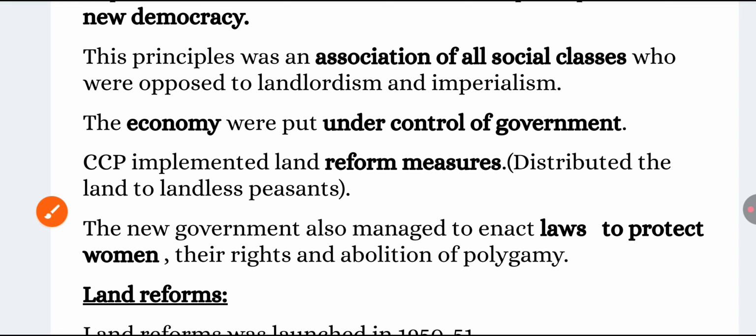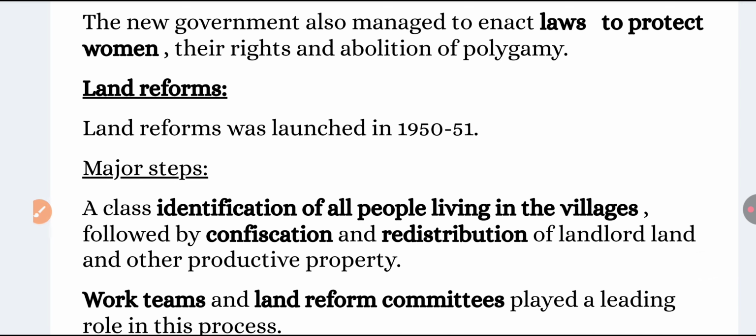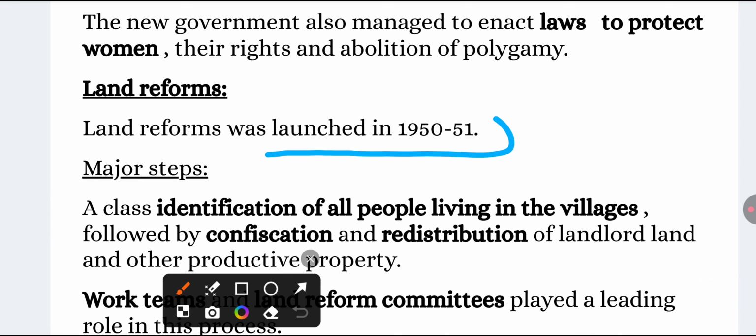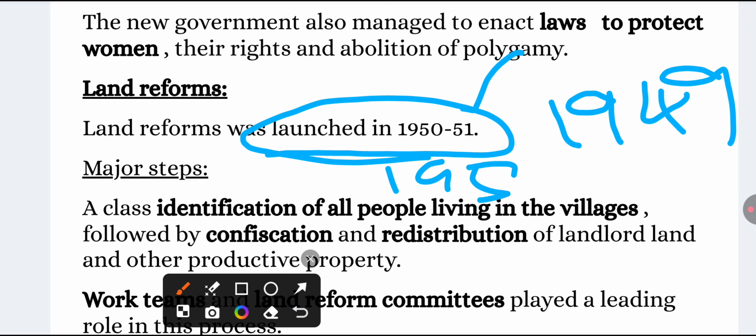Next, land reforms. Land reforms were taken up by which party? The CCP. Land reforms were launched in which year? 1950-51. But the republic government in China was formed in which year? 1949. Land reforms were launched in 1950 and 51.